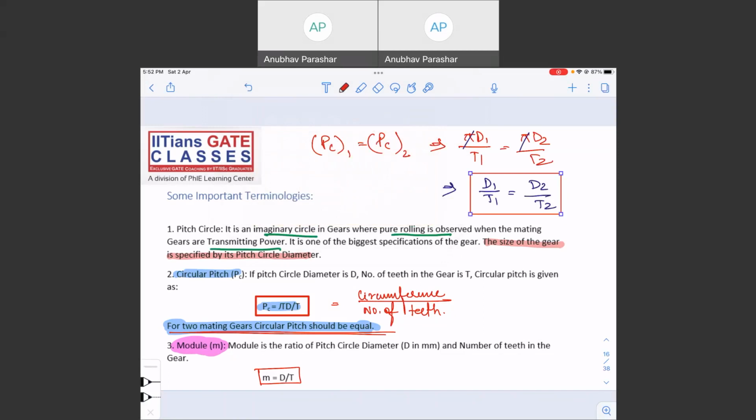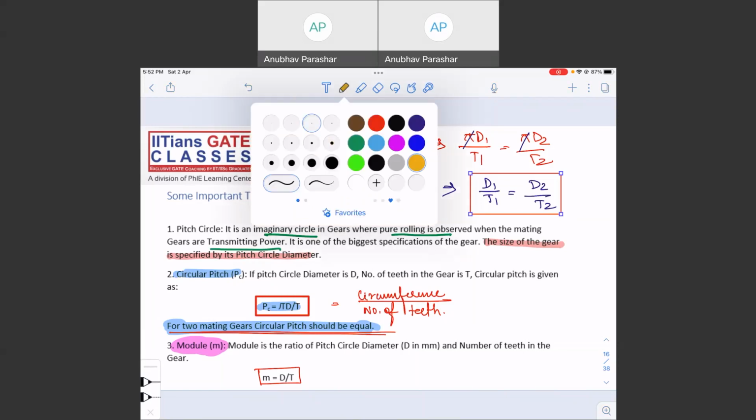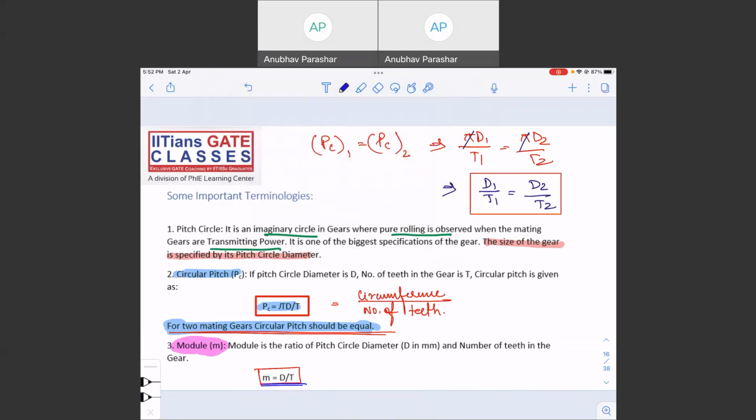So then why define circular pitch each and every time? Why include the pi? We cannot get the exact value of pi all the time. So what to do? Instead of that, we will use module directly. For two mating gears, the modules should be equal. Yes, definitely for two mating gears, module m1 should be equal to m2. So this is a very important parameter.